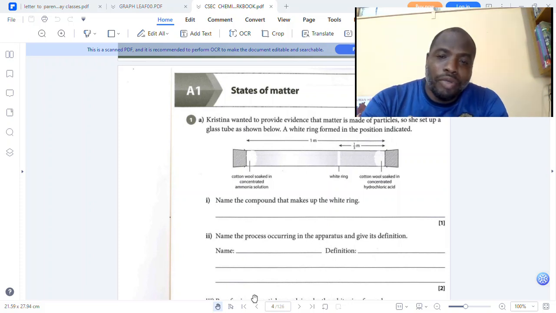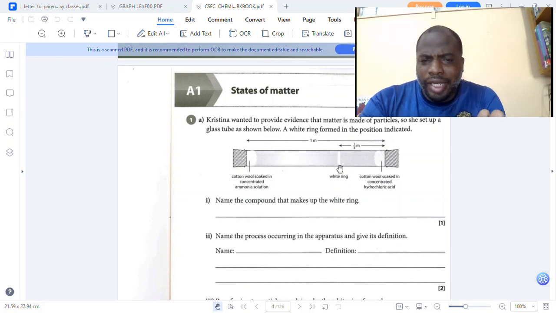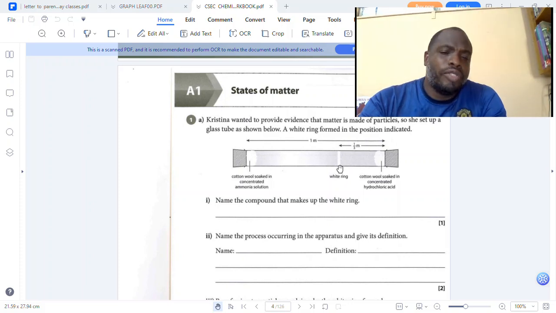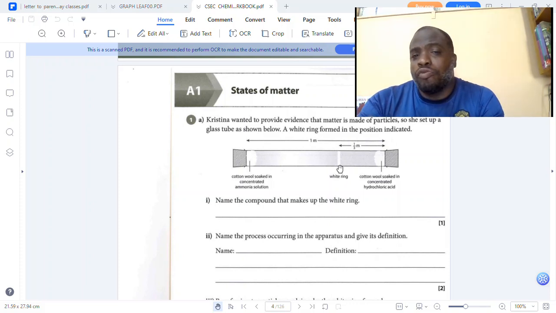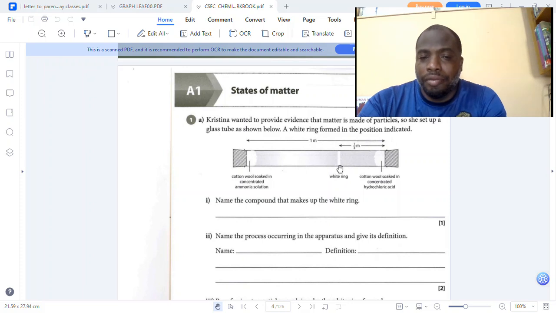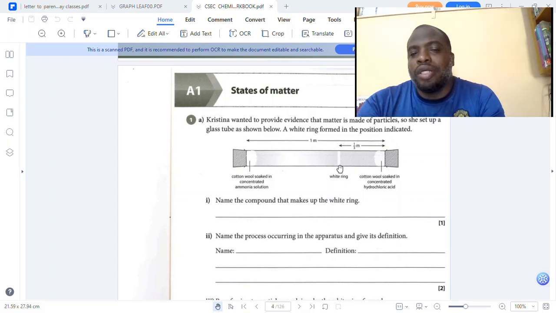So when we look at the position right here, this is what they're talking about, that white ring. We want to zero in a little bit on this experiment, this evidence that she's going to be using to say that matter is made up of particles. That is just one of the pointers coming out. We have three others. They say that the particles that make up matter are in constant motion. As a matter of fact, temperature affects the motion of these particles.